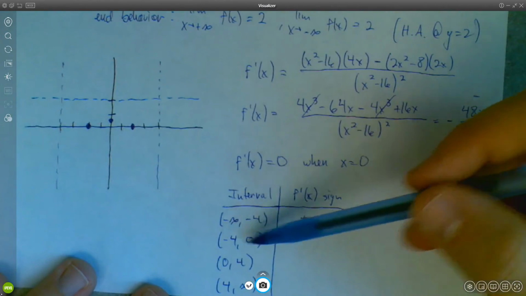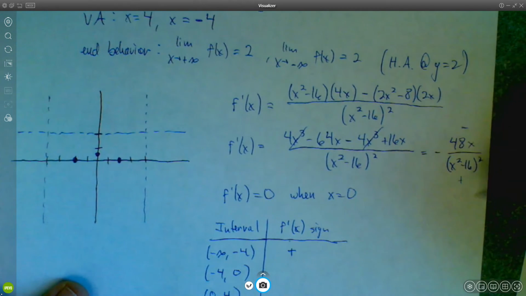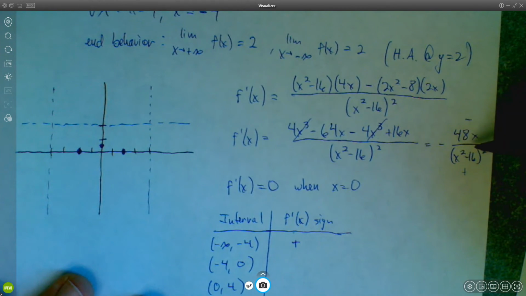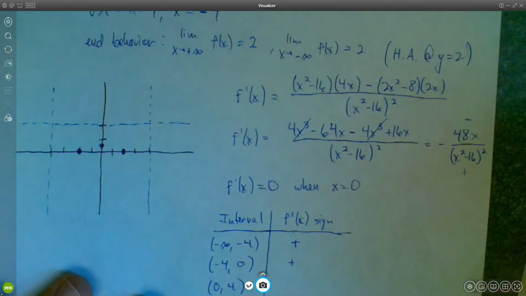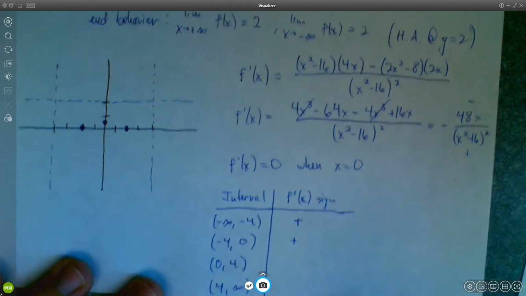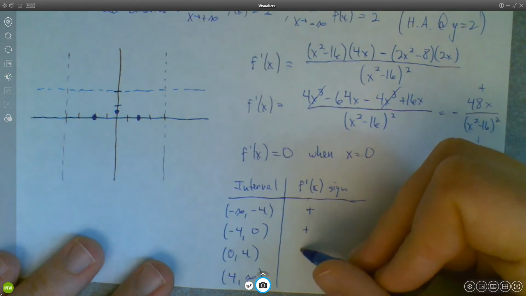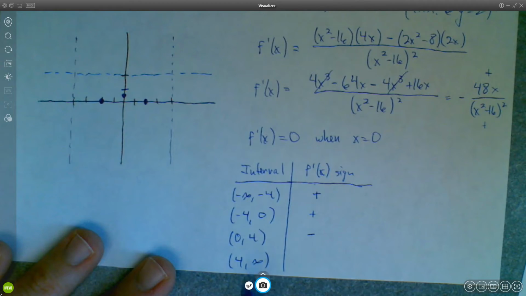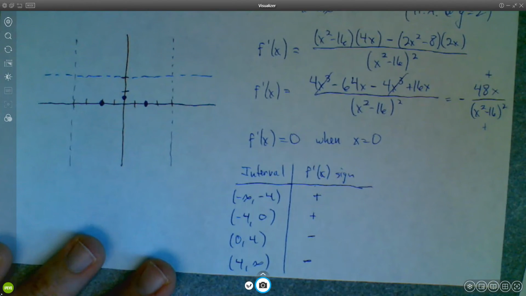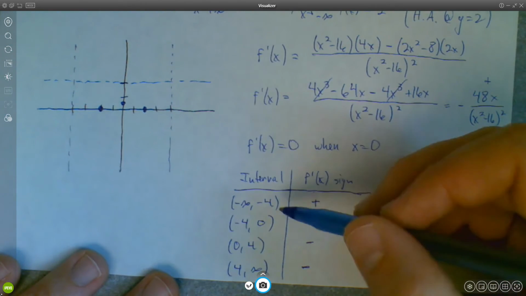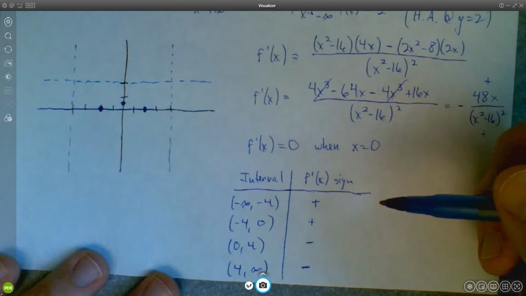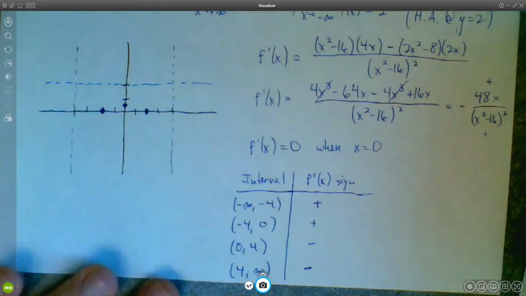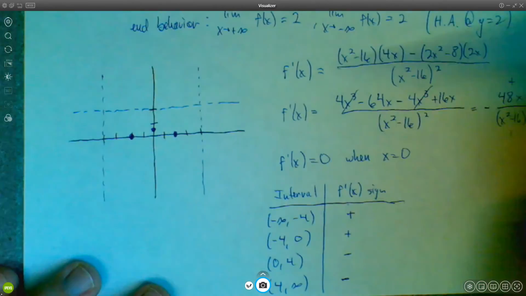If I plug in something between negative 4 and 0, like negative 2, I think I have the same situation still. Negative 2 is going to give me a negative in the numerator, a positive in the denominator, but I'm negating the whole thing, so it's still just going to be positive. But if I plug in a positive number between 0 and 4, like 2, now the numerator becomes positive, and that makes this whole thing negative. And then here, I think it's still going to be negative for the same reasons. So what that tells me is that I'm increasing until I get to 0, and then after 0 I'm decreasing. That means I have a maximum at 0, which is exactly what it looks like I should have.